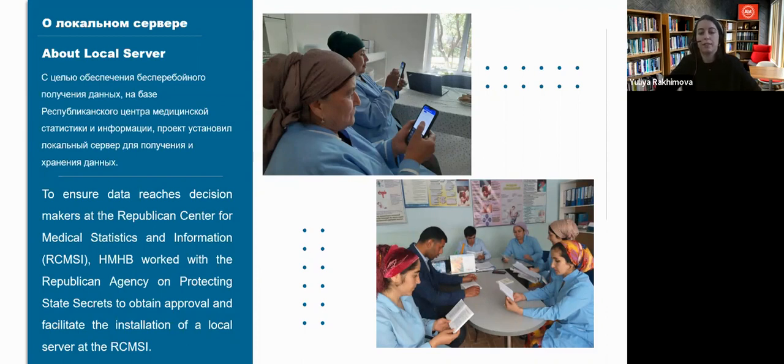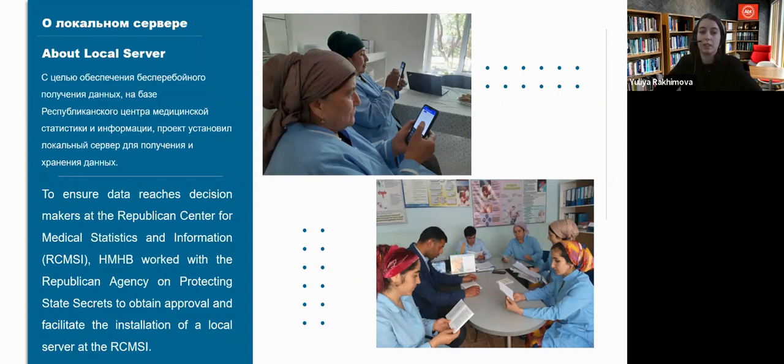In order to provide the Republican Center for Medical Statistics and Information, Healthy Mother, Healthy Baby first cooperated with the Republican Agency on Protecting State Secrets to get its approval and ensure installation of the local server at the Republican Center for Medical Statistics and Information.